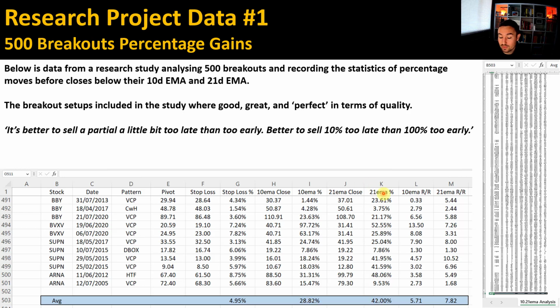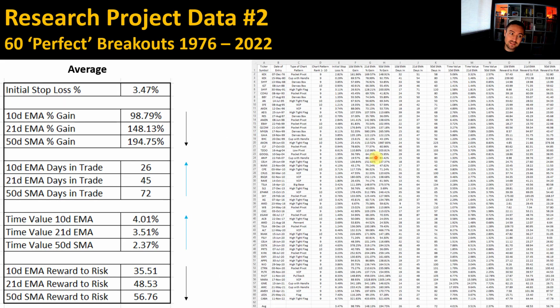So statistically the 21-day EMA, as you just look at it there in terms of percentages, is better, but as you're going to see, the time value of the 10-day is actually greater than the 21-day and greater than the 50-day. So this is looking at 60 perfect, like 5-star perfect breakout setups from 1976 to 2022. Here is the table here, recording the statistics. So the average initial stop loss about 3.5%. The average 10-day EMA percentage gain, 98%. The 21-day average percentage gain, 148%.